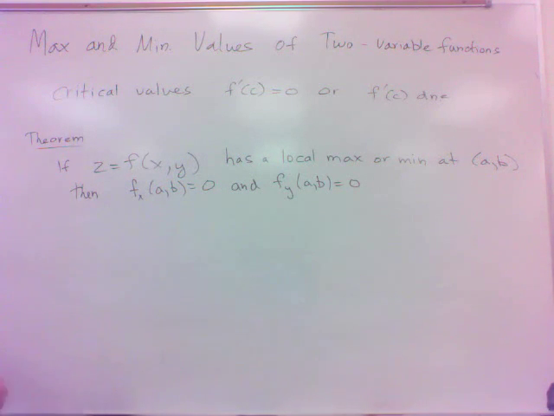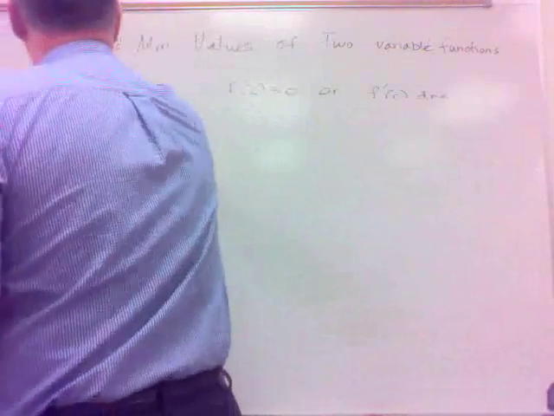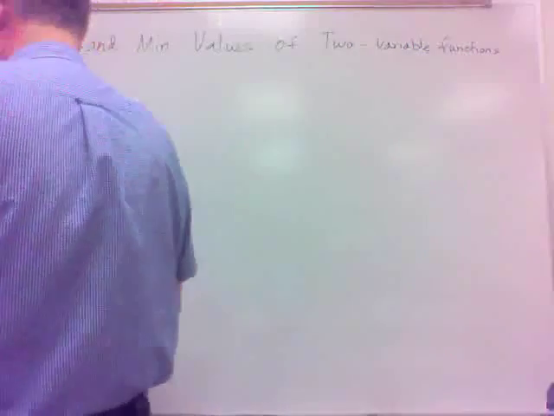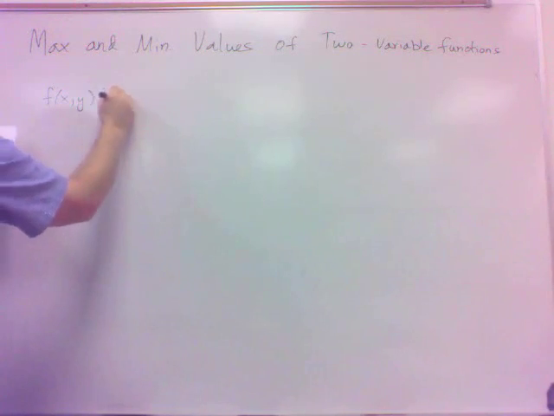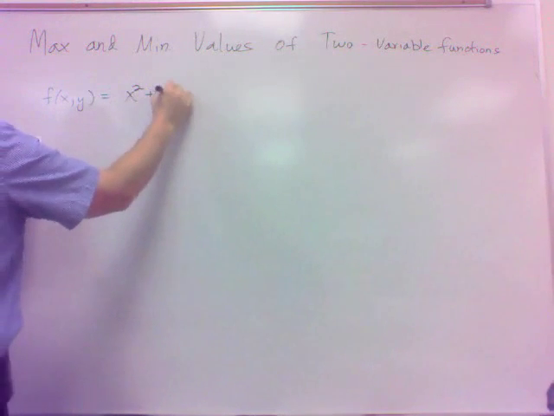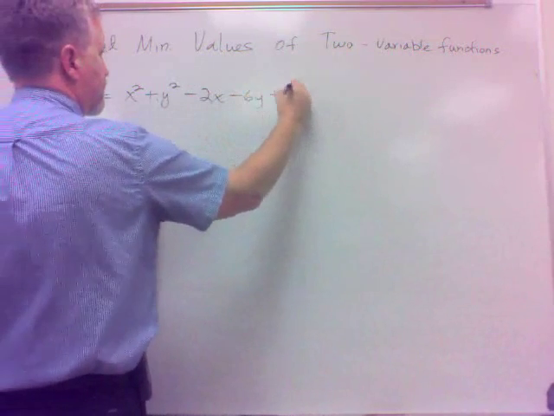Now, just to give you an example to look at. Say we've got f of x, y equals x squared plus y squared minus 2x minus 6y plus 14.